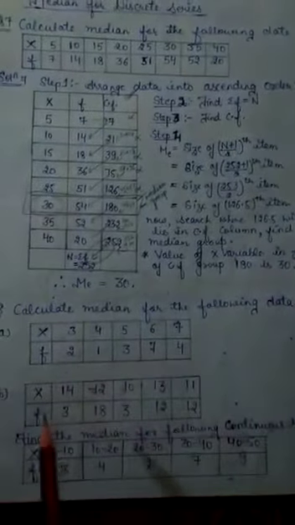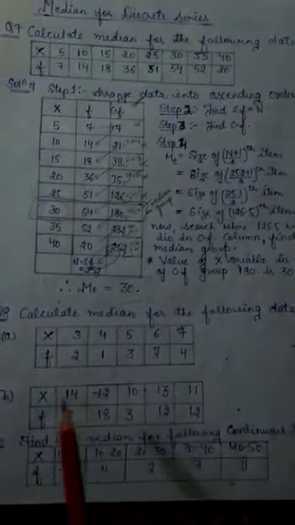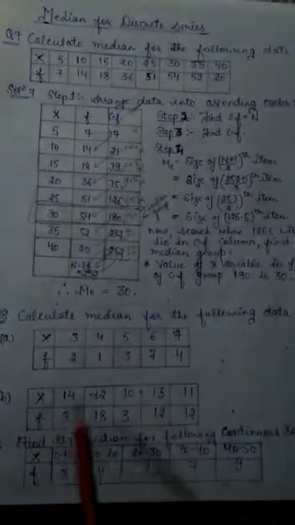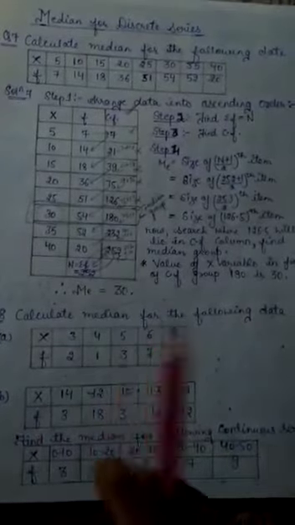These are some questions for you. In this question you see 14, 12, 10, 13. It is not arranged. So you will first arrange, then you will do.